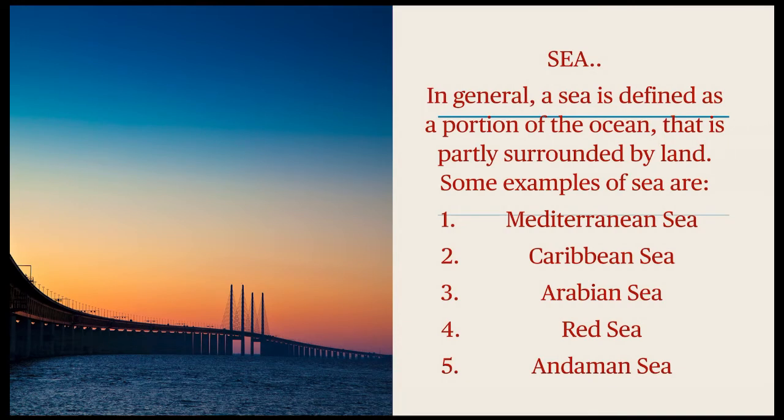Next source of water is sea. Now in general, a sea is defined as a portion of the ocean that is partly surrounded by land. You can also consider sea as a part of ocean. Ocean has a large area, sea has lesser area than the ocean, and somewhere it is partly surrounded by land, that you will find land in some of its parts. So some of the examples of sea are Mediterranean Sea, Caribbean Sea, Arabian Sea, Red Sea, Andaman Sea. You can read about many other seas also.